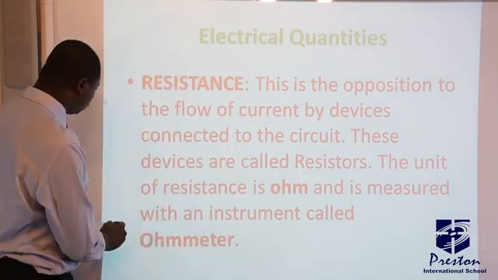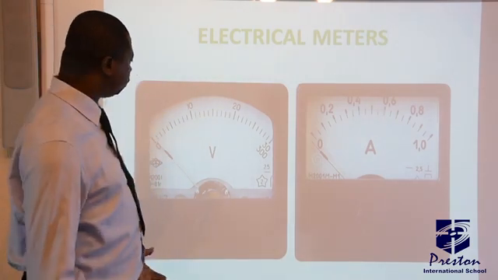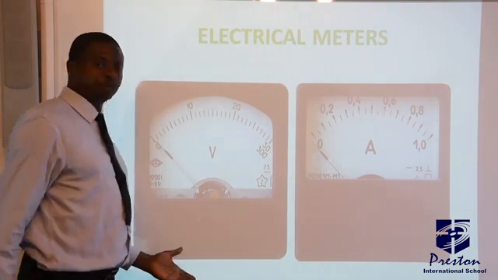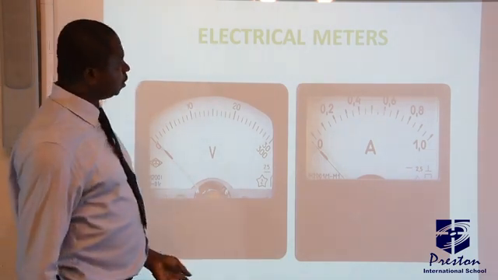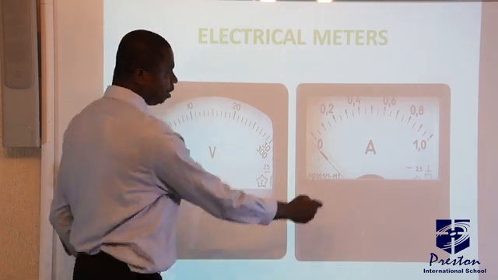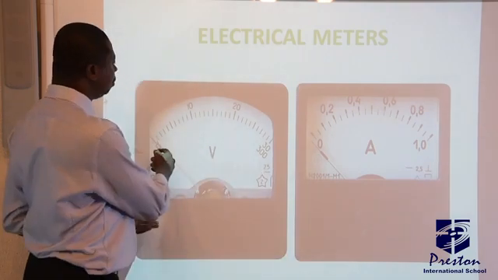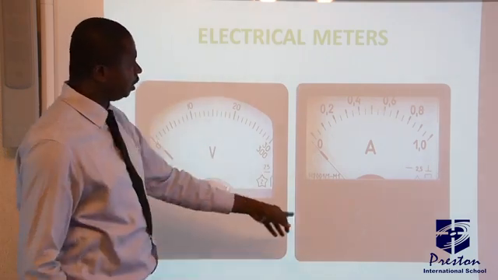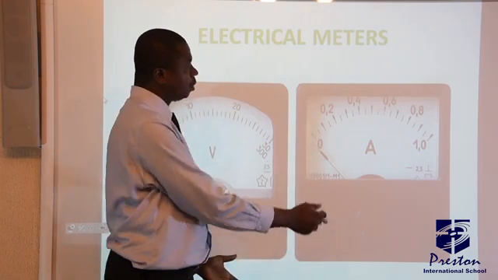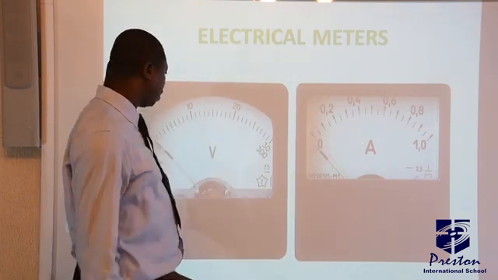So in the next slide, we're going to see the electrical meters we are talking about. Voltage is measured by an instrument called a voltmeter, while current is measured by an instrument called an ammeter. You can see the calibrations on all of them: on the voltmeter from 0 to 30, and on the ammeter from 0 to 0.2 amp, up to 1 amp.